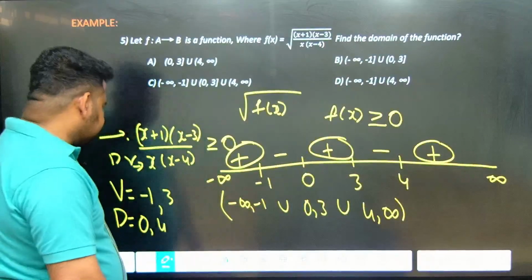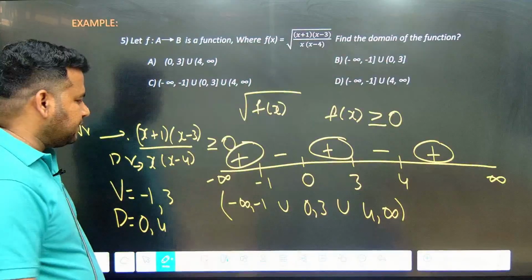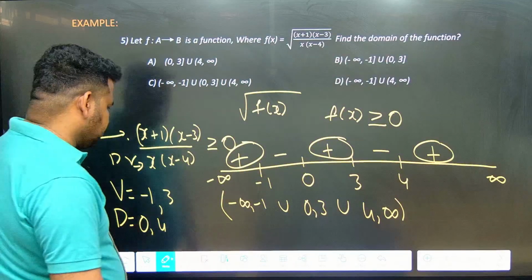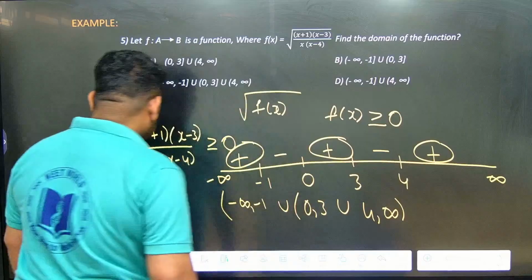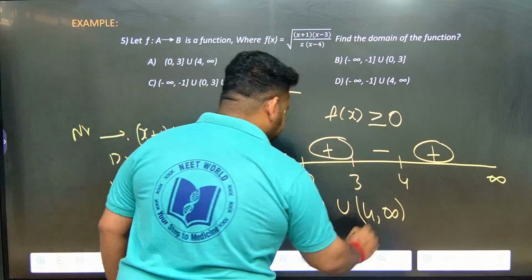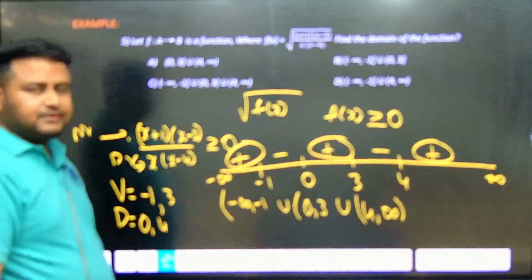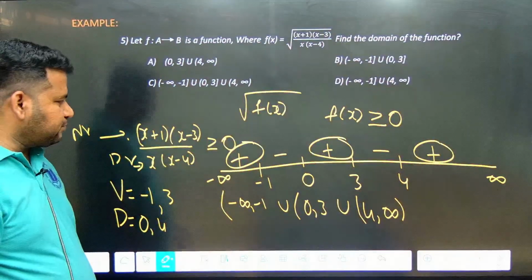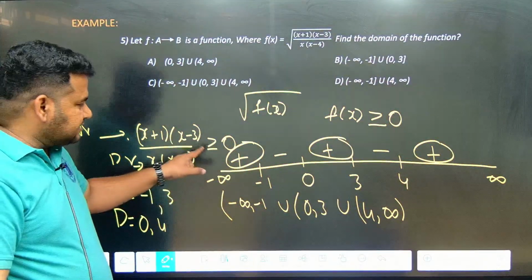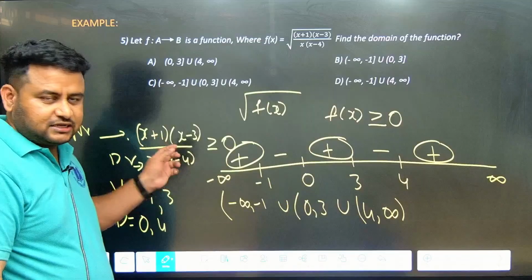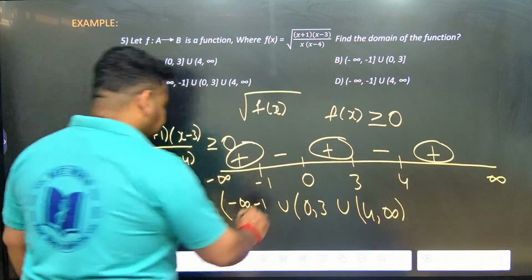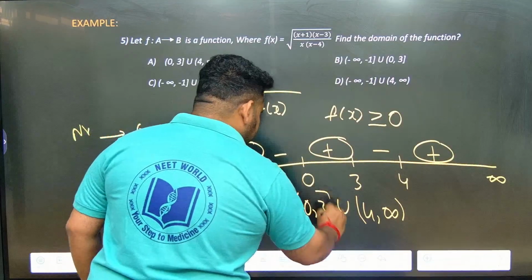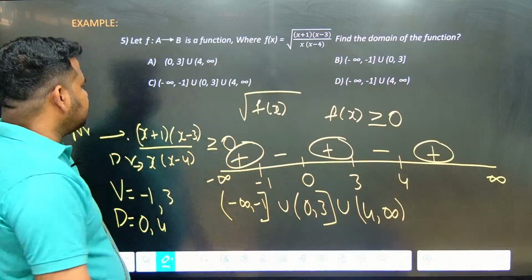Wherever infinity is there, we put an open bracket. Wherever discontinuous points are there, we put an open interval. The discontinuous points are 0 and 4, so we put open intervals there. Now minus 1 and 3 are vanishing points. Vanishing points depend on the inequality. It is greater than or equal to, so equals is also there. That means we have to put closed intervals here.